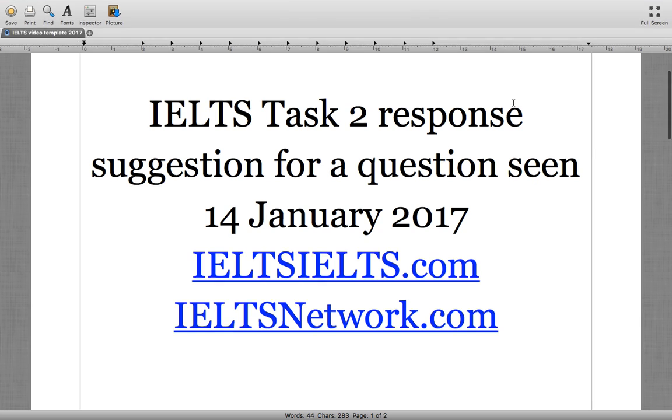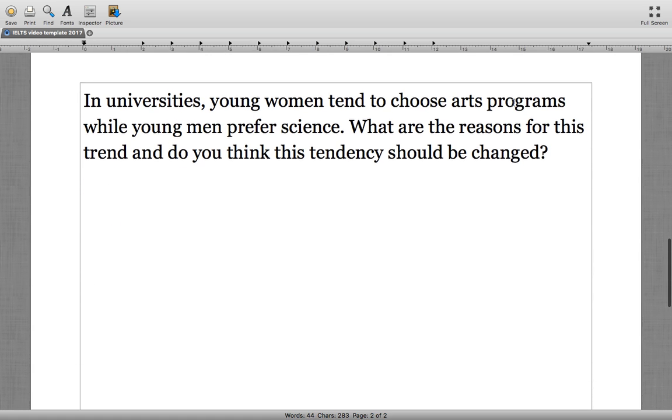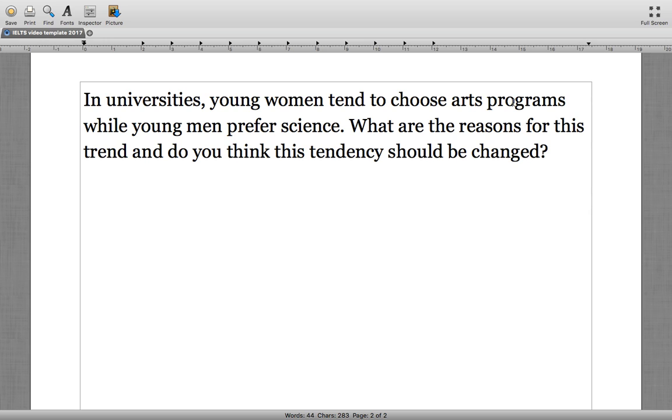Today's question reads, in universities, young women tend to choose arts programs while young men prefer science. What are the reasons for this trend, and do you think this tendency should be changed?